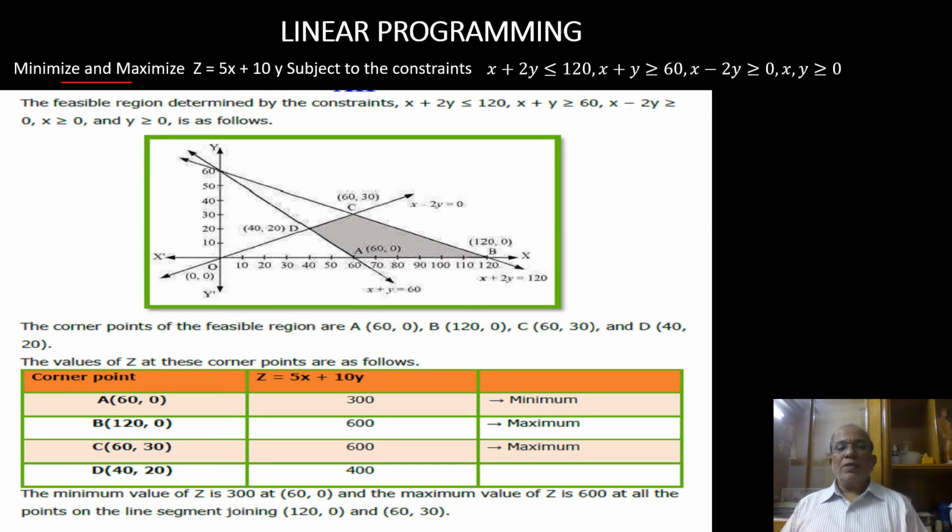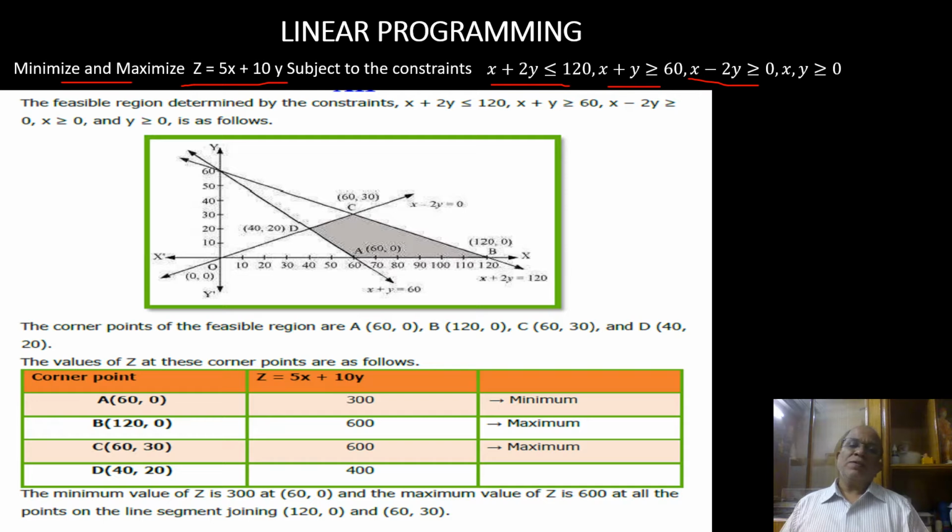The next question we are going to discuss is question number 7 of NCERT exercise 12.1. In this question we have to not only minimize but maximize as well the function Z equal to 5x plus 10y subject to the constraints x plus 2y less than or equal to 120, x plus y greater than or equal to 60, and x minus 2y greater than or equal to 0. In such cases, the area will be all different from the earlier questions.